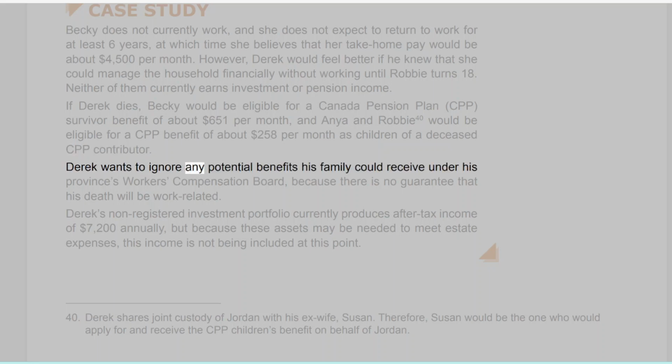Derek wants to ignore any potential benefits his family could receive under his province's Workers' Compensation Board, because there is no guarantee that his death will be work-related. Derek's non-registered investment portfolio currently produces after-tax income of $7,200 annually, but because these assets may be needed to meet estate expenses, this income is not being included at this point.